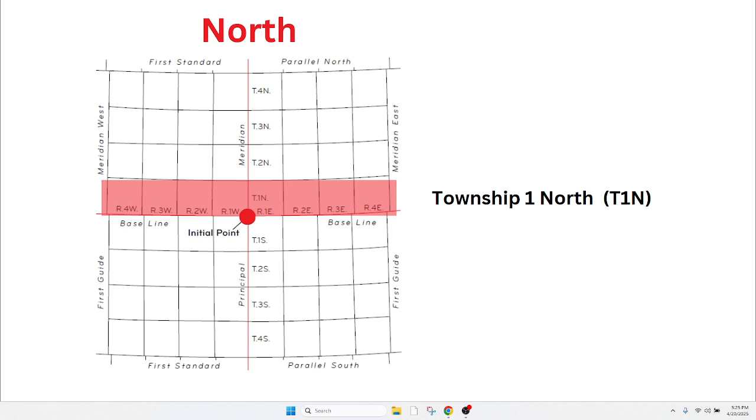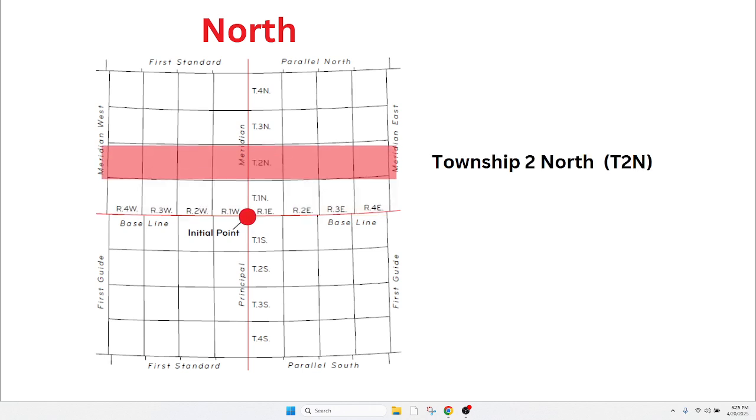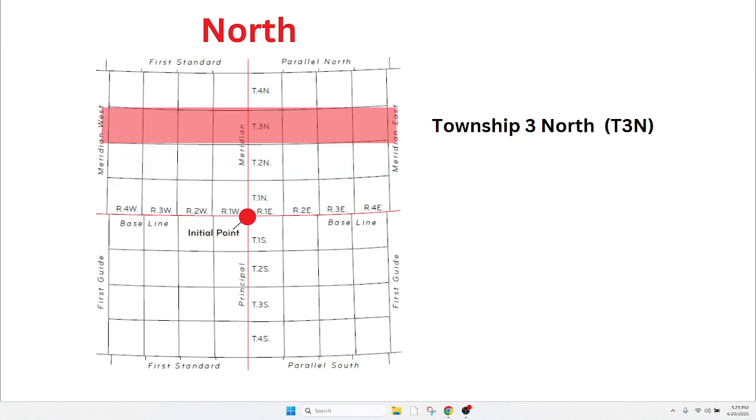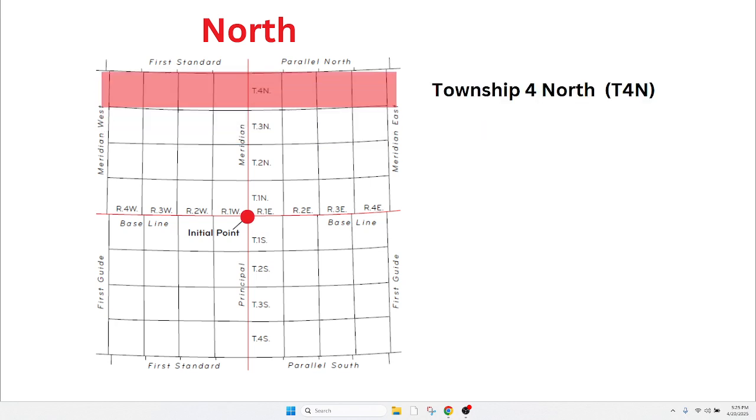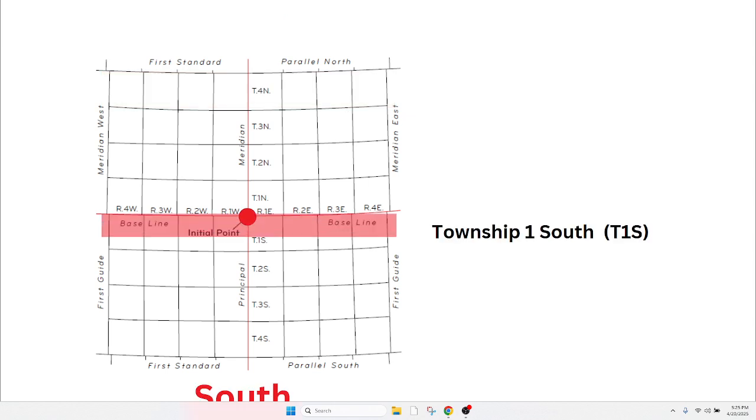The township in the first row north of the initial point are in Township 1 North. As we move farther north, the township number increases. The second row north of the initial point is Township 2 North. Next is Township 3 North, then Township 4 North, and etc. The numbering continues. As we move south of the initial point, numbers start at 1 again and increase as we move south of the initial point.